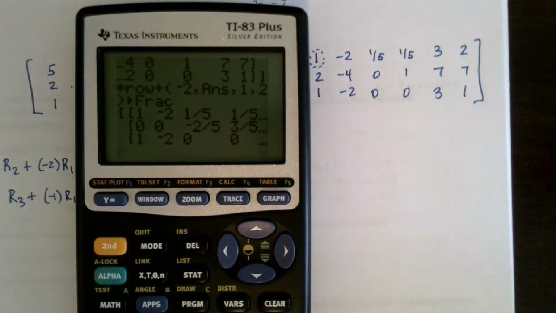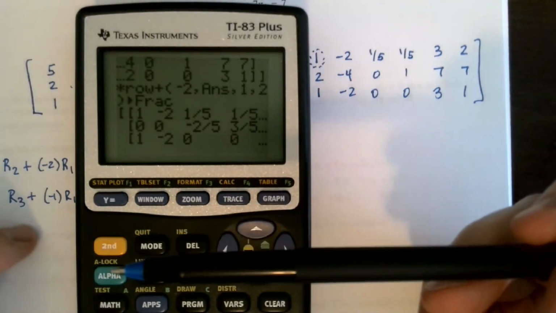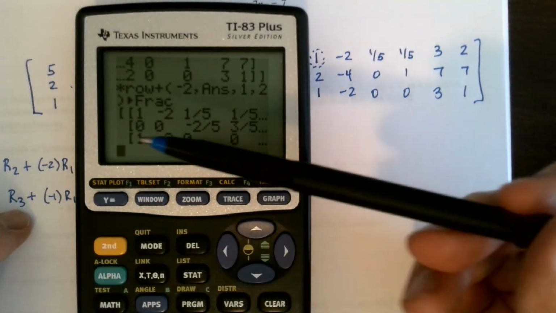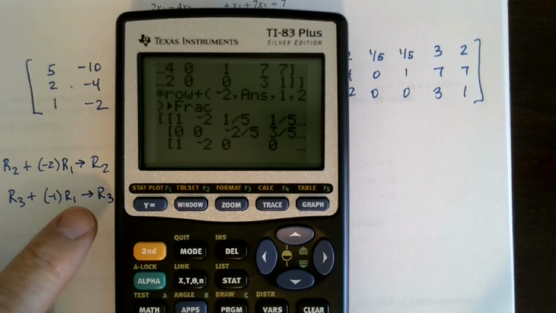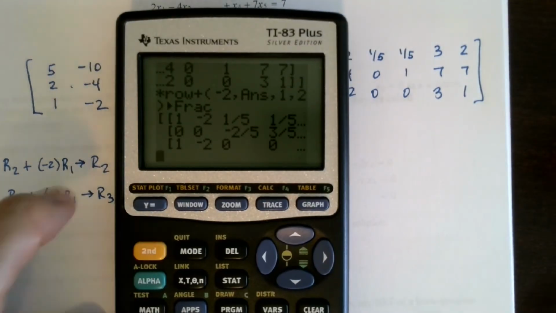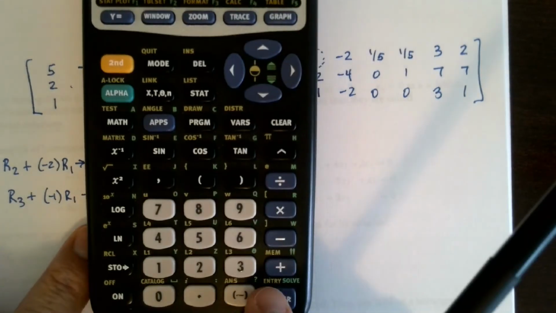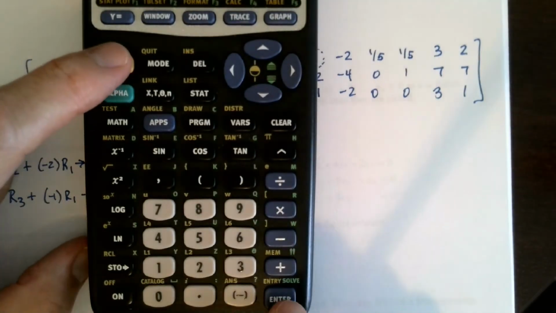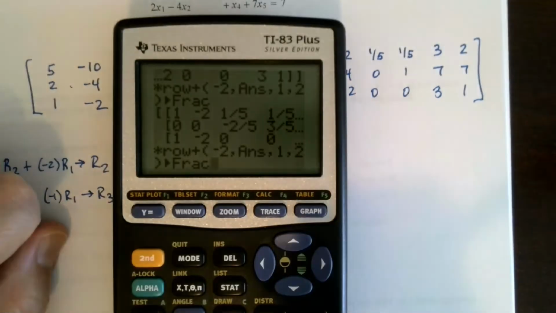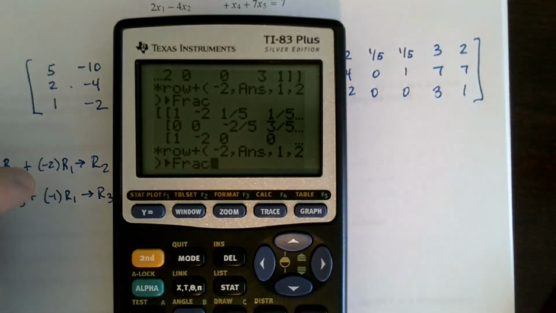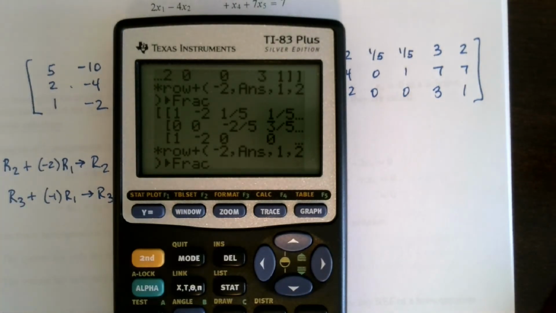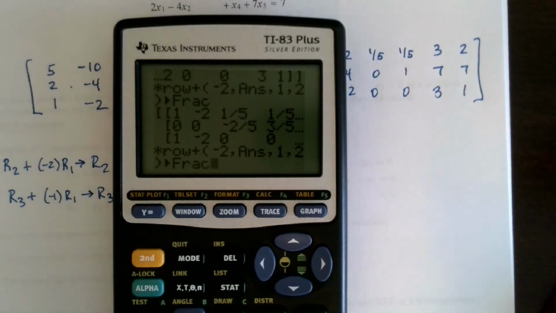Now here's the fun part. Before I write this down, let's do this second one where we get a 1 here, which was to take -1 times row 1 and add it to row 3. The way to do that now is to use second entry. If you've never used the entry command, it's very powerful. Second entry pulls back up your last thing you entered, and if you hit second entry again, it will go back to the previous one, and so on. I think it stores your last 10 commands.